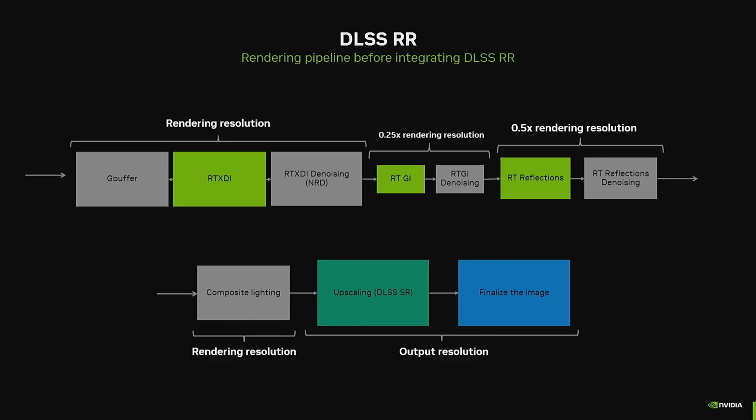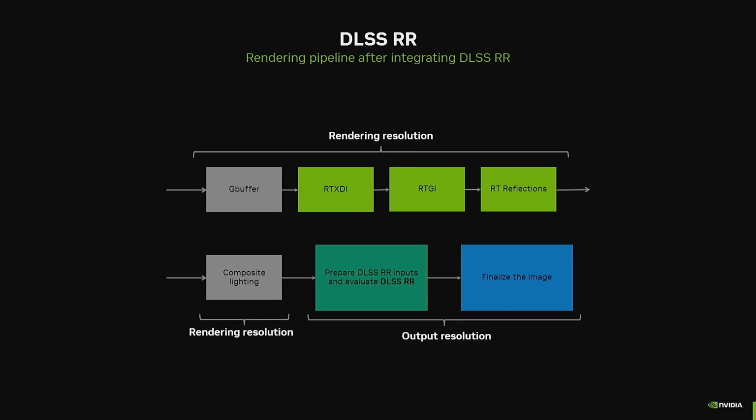But when you enable DLSS RR, you'll get this. That's much nicer, just much less stuff. So now G-buffer, RTXDI, RTGI, reflections, all in the same rendering resolution, and this is important. Then you compose the lighting, then you do DLSS RR, which upscales the image and denoises, and then finally your post-processing effects, and that's done.